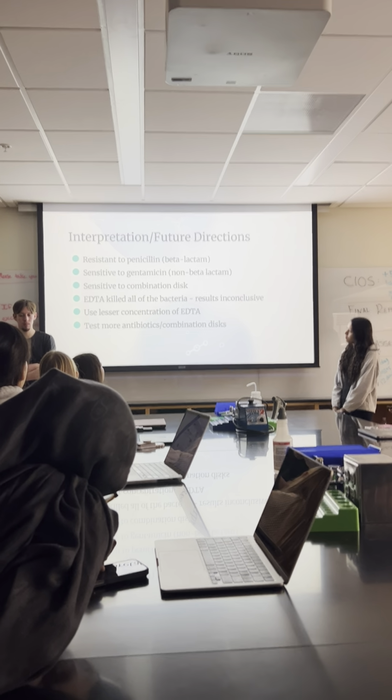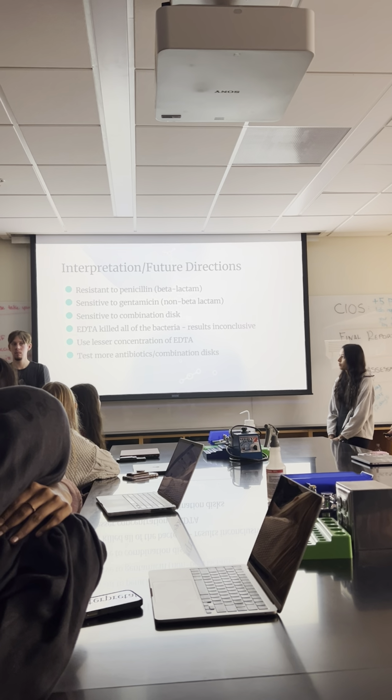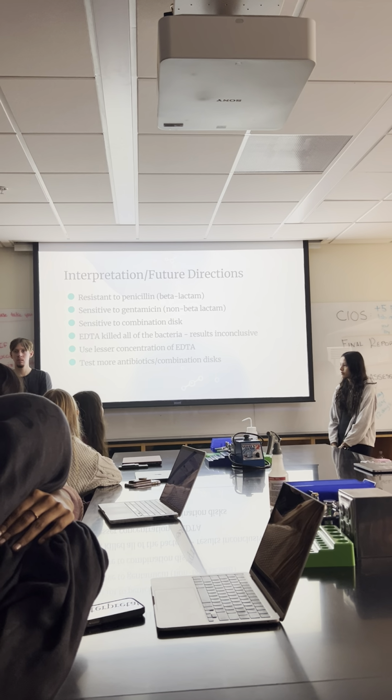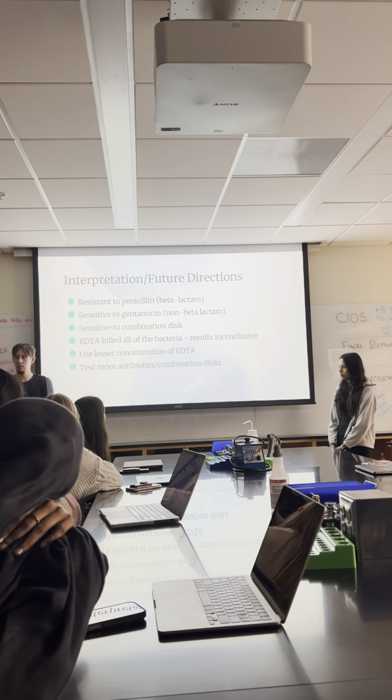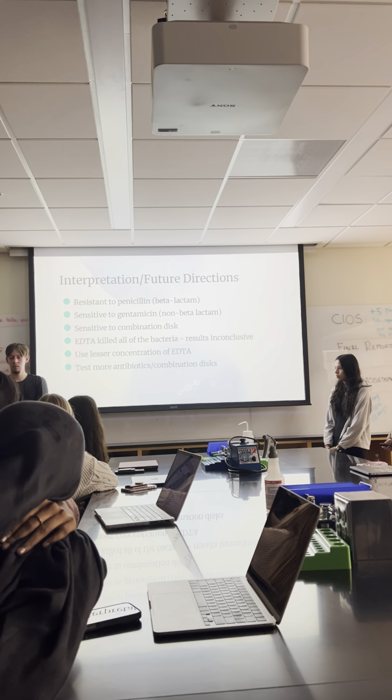But something else that was interesting was that it was also sensitive to the combination disc, but according to literature, my specific subclass of beta-lactamase would not be inhibited by the combination disc inhibitor, but it was. Also, the EDTA killed all of the bacteria on my other plate. So based on these results, I can say that there probably is some type of antibiotic resistance or beta-lactamase activity, but I can't say for certain that it was specifically metallo-beta-lactamase because there was no data from the EDTA to prove that EDTA would inhibit my enzyme.